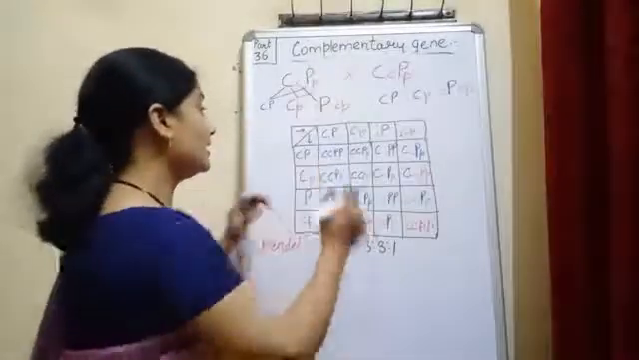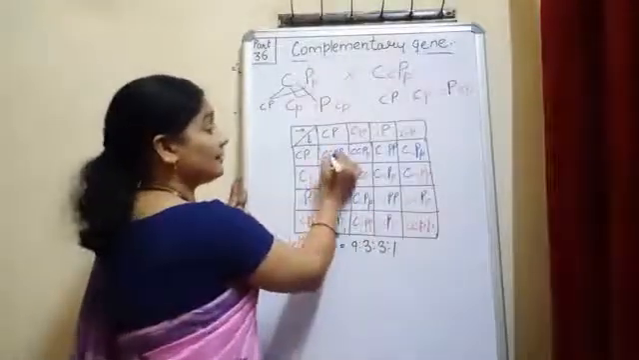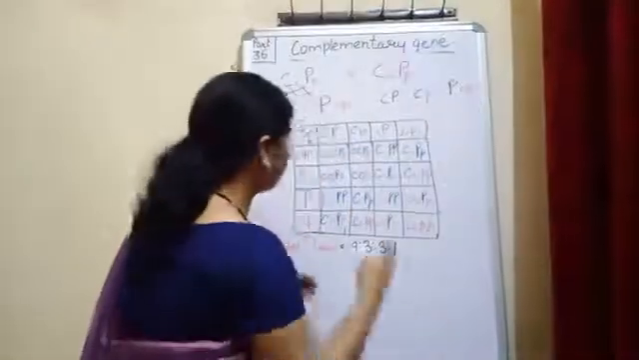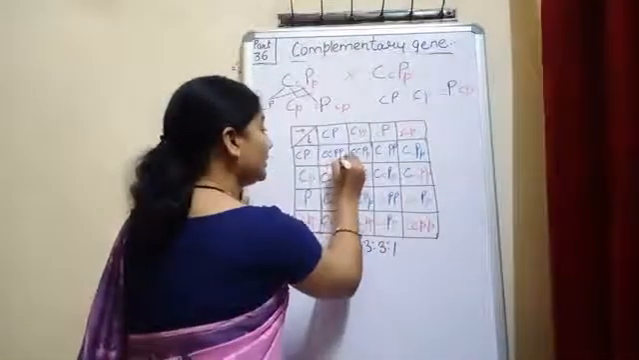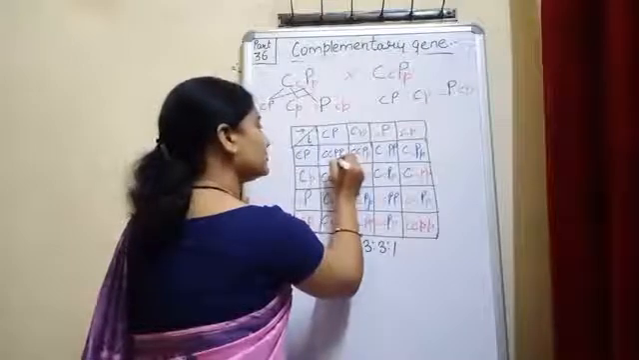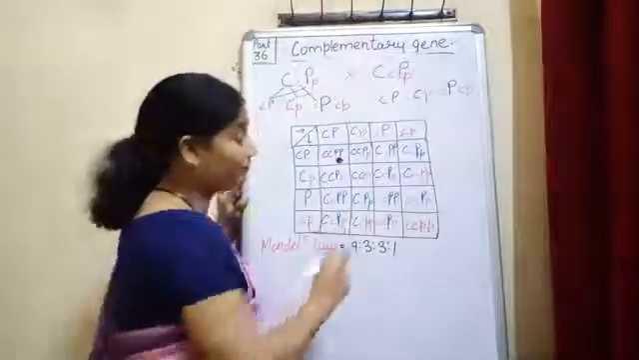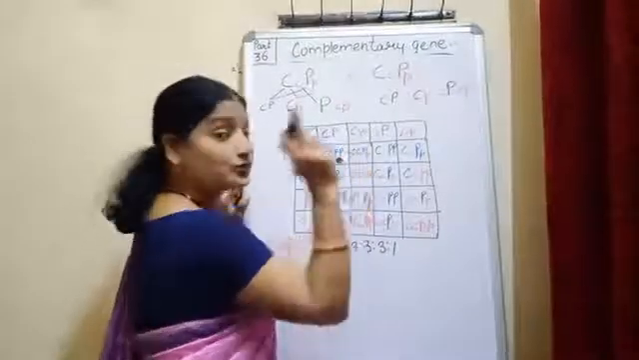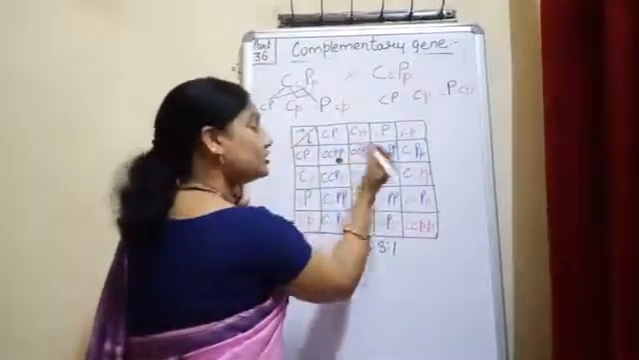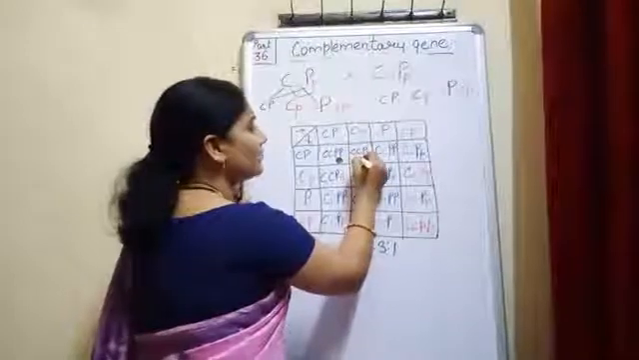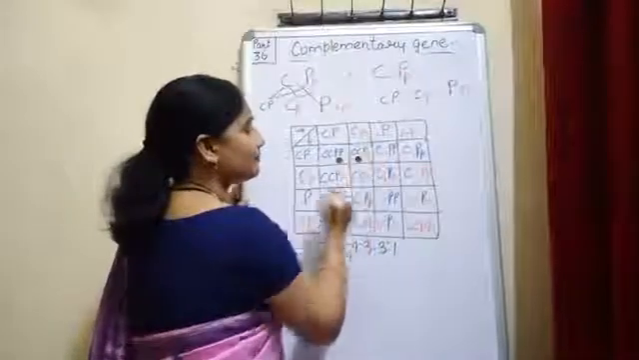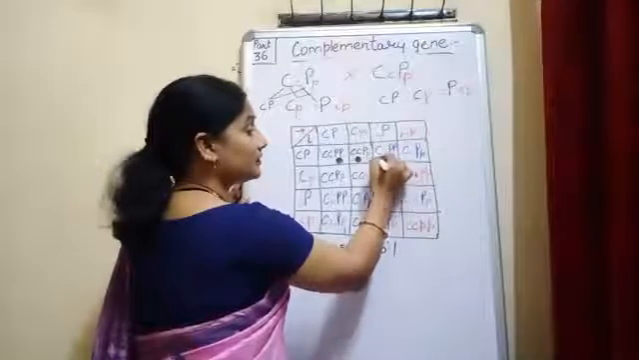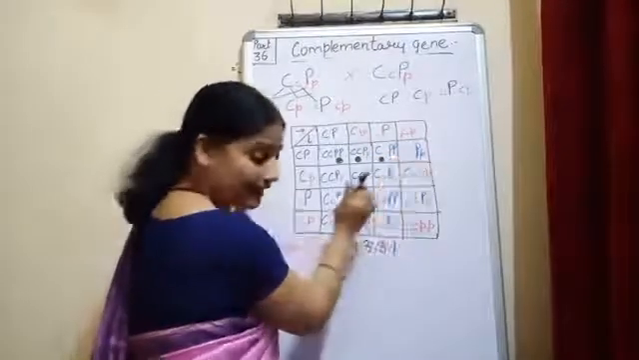Okay, now see. Here we got 2 capital C with 2 capital P. So the color of the flower will be purple. Now this is for purple. Suppose I am drawing it. This is also purple because 2 capital C and at least 1 capital P is here. So dominant is there. So we can get the purple color. Here also we can get the purple color. Here also we can get the purple color.